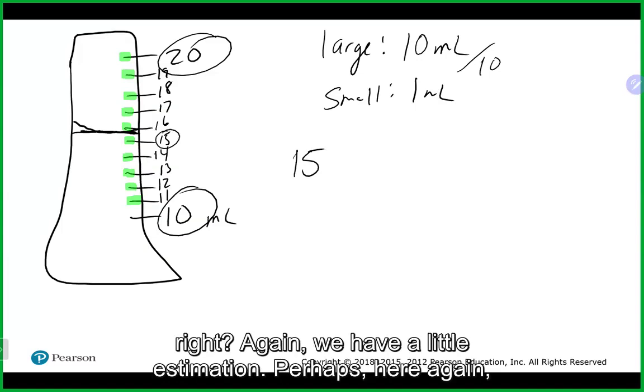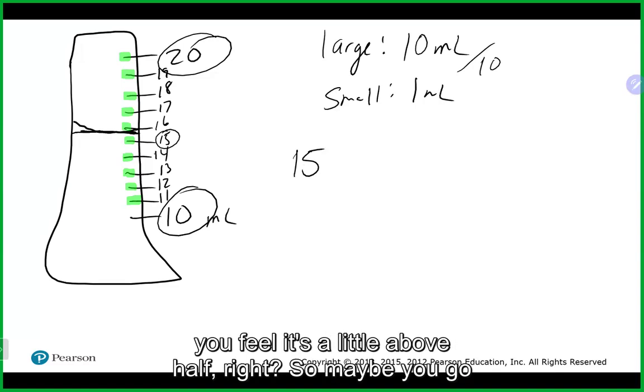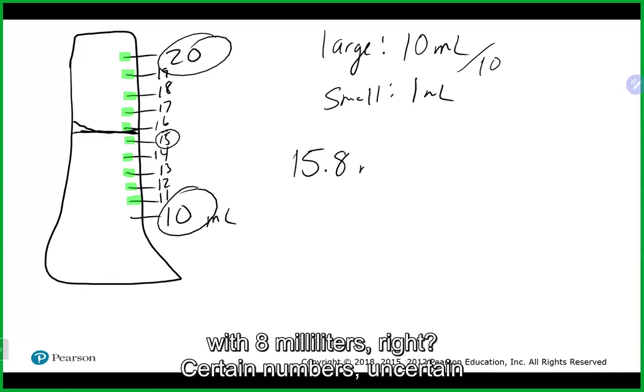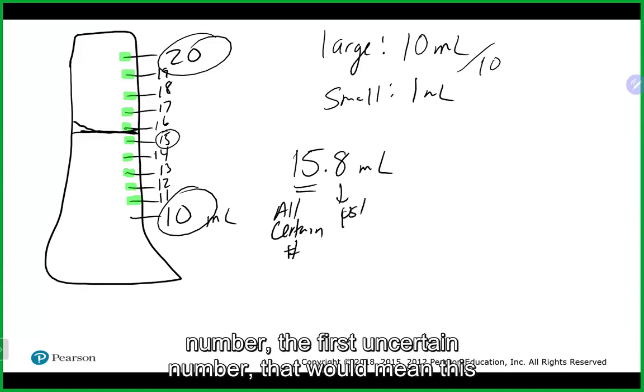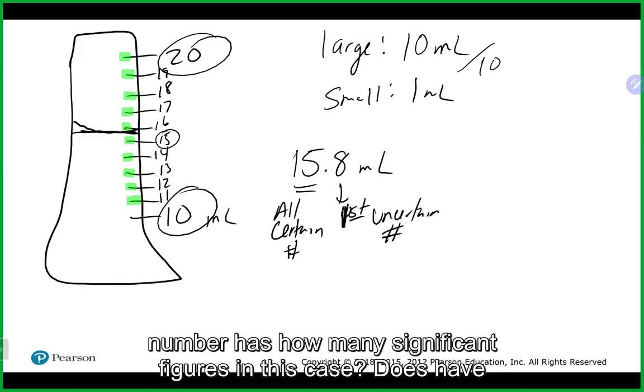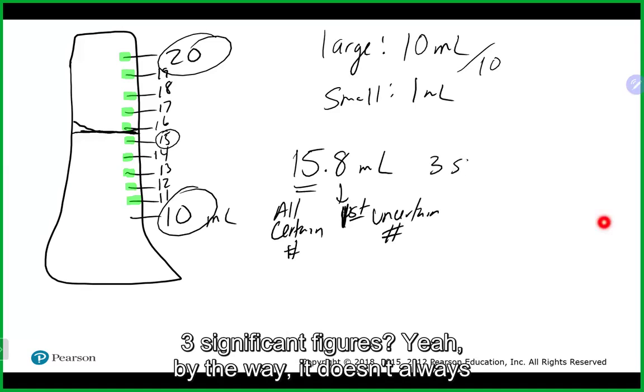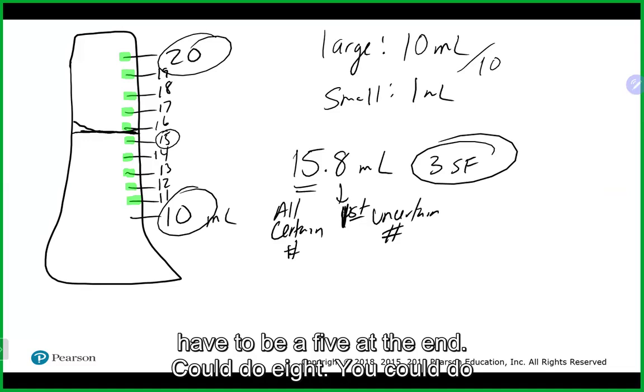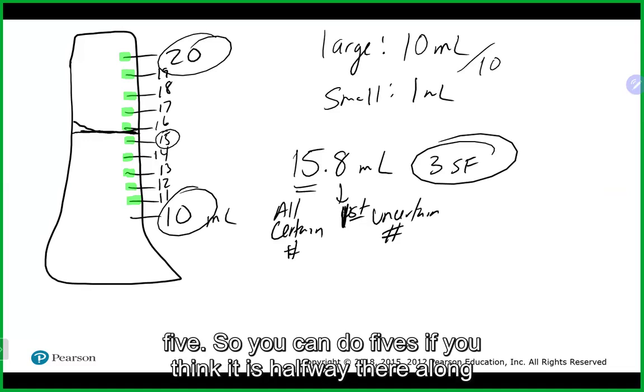Again, we have a little estimation. Perhaps here again, you feel it's a little above half, right? So maybe you go with 8 milliliters, right? Certain numbers. Uncertain number, the first uncertain number. That would mean this number has how many significant figures in this case? It does have 3 significant figures. By the way, it doesn't always have to be a 5 at the end. You could do 8s, you could do 5s, if you think it is halfway there along the way.